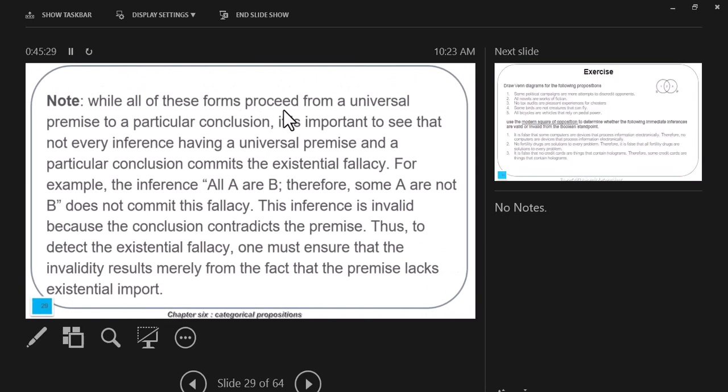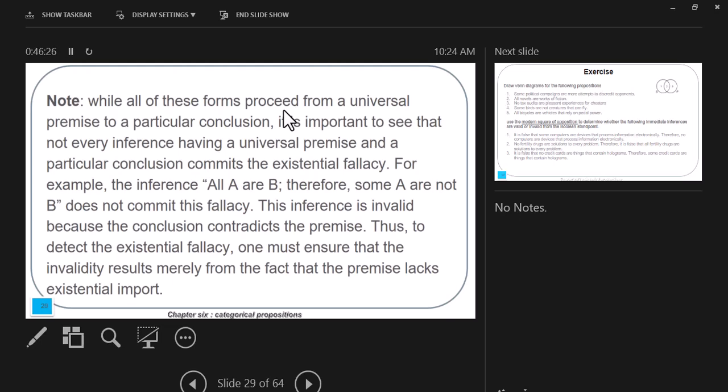So you need to be aware of certain exceptions, right? The vertical relation and horizontal relation statements from universal to particular are always considered to be existential fallacy, except the diagonal relation. It's important to see that not every inference having universal premise and particular conclusion commits existential fallacy. For example, the inference all A are B, therefore some A are not B does not commit existential fallacy. Why? Because it is diagonal, right? This inference is invalid because the conclusion contradicts the premise. Thus, to detect the existential fallacy, one must ensure that the invalidity results merely from the fact that the premise lacks existential import. Whether it talks about something which lacks concrete or living members of the reality represented by the subject or the predicate class, right?